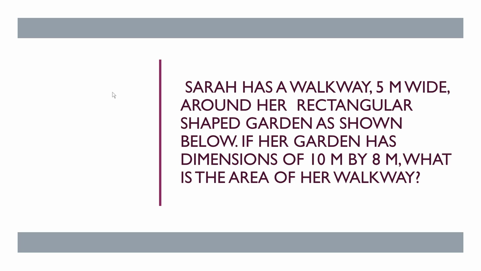So let's add an additional 5 to each of those dimensions. So we'll have 15 by 15 and 13 by 13. Okay, and now we've got to figure out the area of that, and you're going to subtract 80 meters squared from that. If you didn't understand, we can talk about it a little bit later.